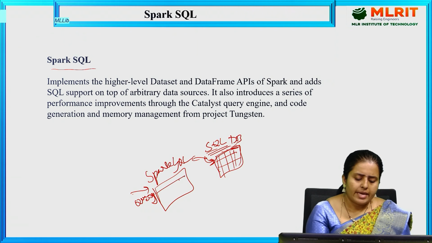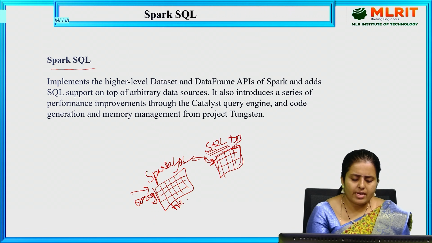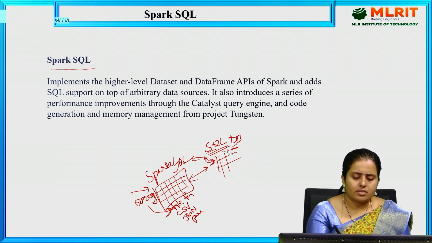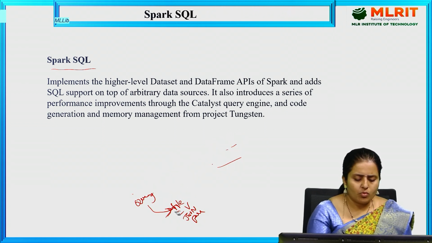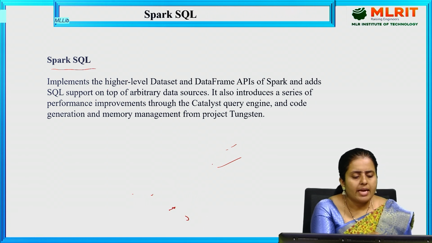Instead of taking tables and all, we can replace them with multiple file formats as well. File formats which we can take are CSV, JSON, and Parquet files. In the same manner, we can query these files as well, which is similar to SQL databases. So now we'll move deeper into this topic. Spark SQL implements the higher-level Dataset and DataFrame APIs.